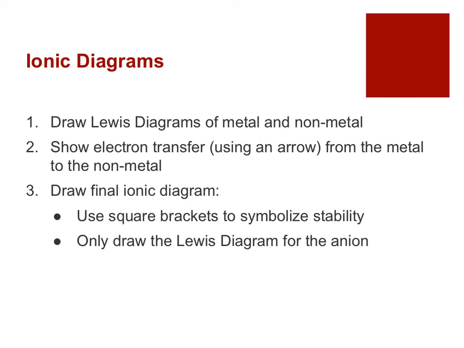There are two ways that we can represent the formation of an ionic bond. The first is using ionic diagrams. What we're going to do in an ionic diagram is we are first going to draw Lewis diagrams of the metal and the nonmetal. We're going to show the electron transfer using an arrow from the metal, because the metal is donating electrons, to our nonmetal, which is accepting the electrons.